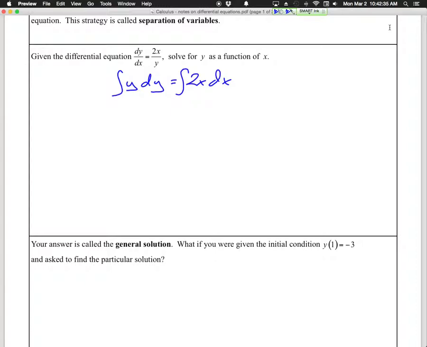Okay, so what do I get when I integrate y? Y squared over 2. What do I get when I integrate 2x? X squared. You picked up your second point there. What else do you think we need? Y squared over 2, oh, sorry, you're right. So we picked up our second point there.